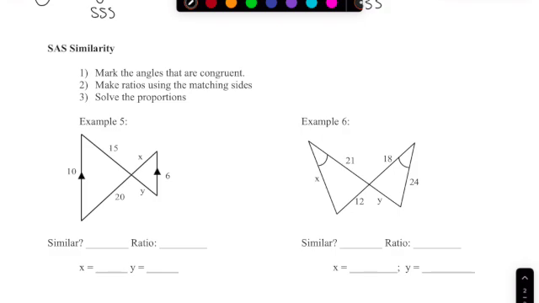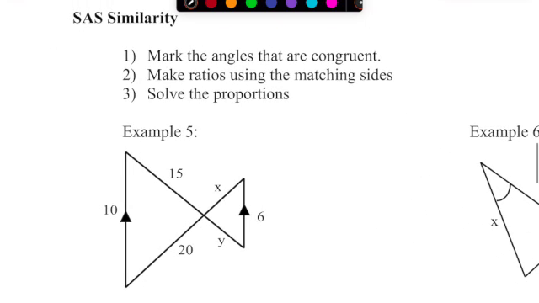Next, we're going to check side angle side similarity. So this one gets a little bit weird. Okay. It says that we need to mark the angles that are congruent. Nasty. All right. Then we need to make ratios using the matching sides, and then we need to solve the proportions. So here we go.